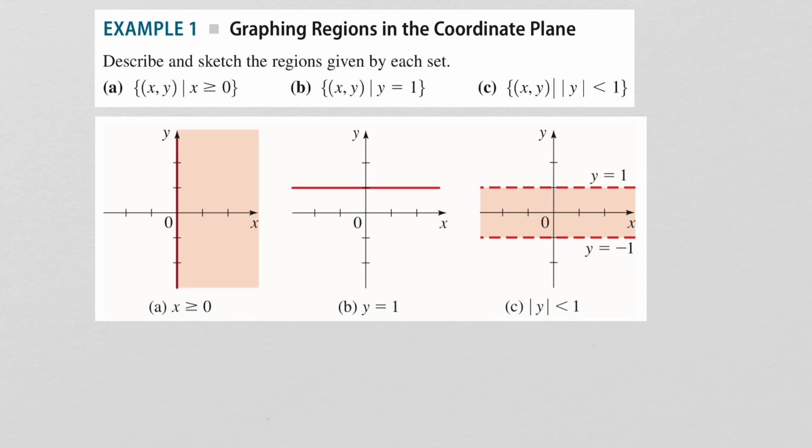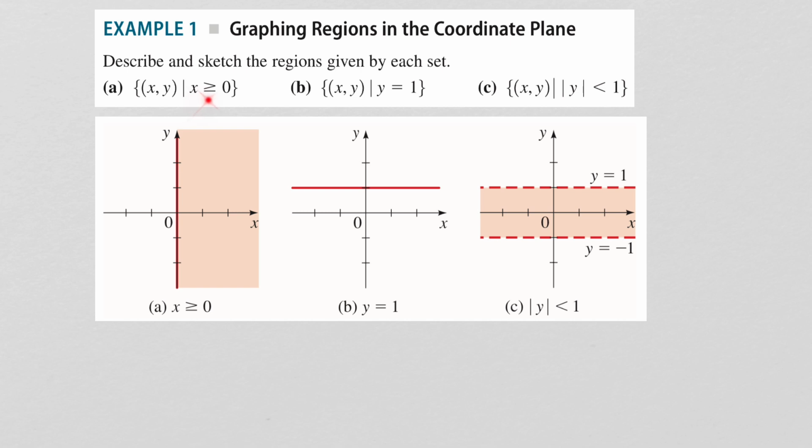We can graph regions in the coordinate plane. For example, suppose we are talking about the set of all points x and y such that x is greater than or equal to 0. In the coordinate plane, that would correspond to all of the points that you see here. All of these points have a positive x value, right? We don't want to include points over here because on this side, the x value is negative.